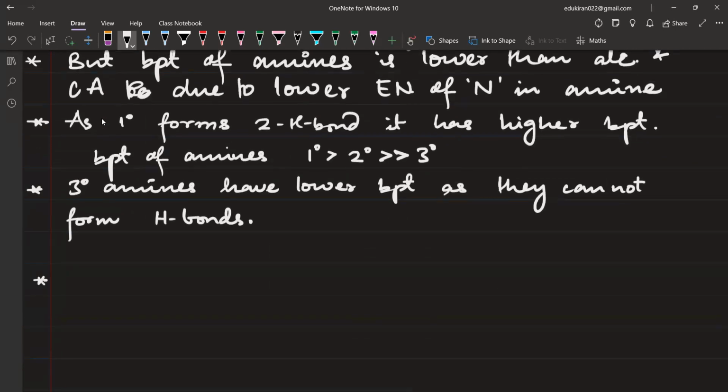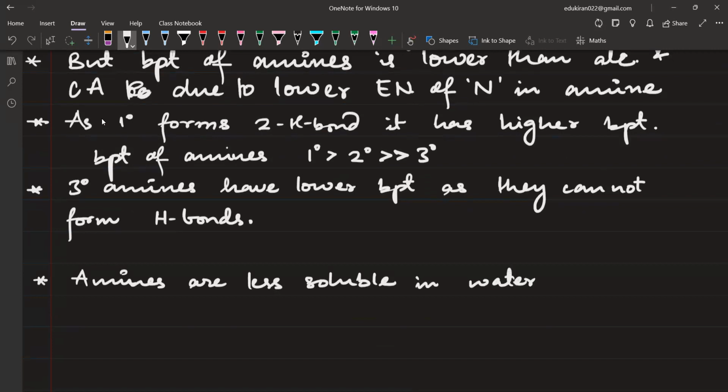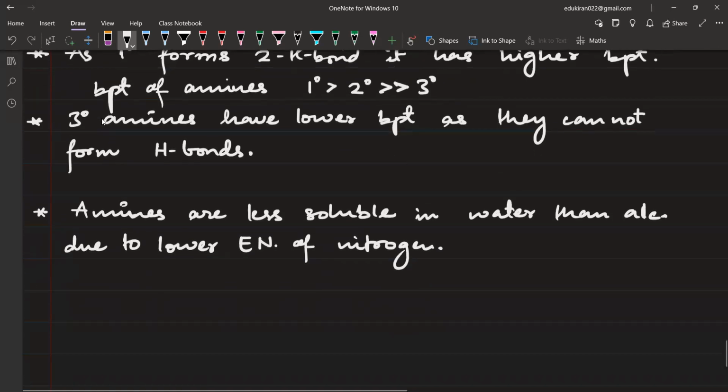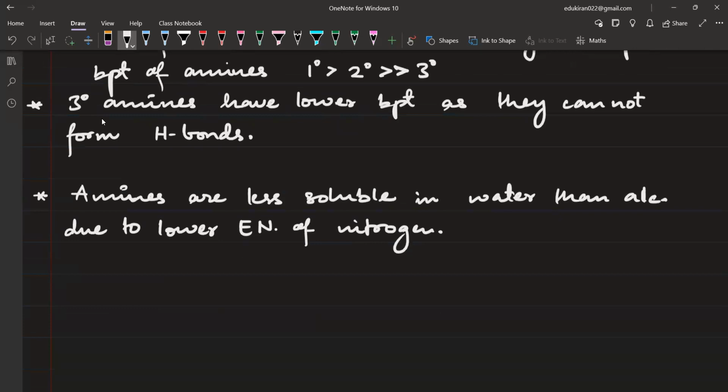Then regarding solubility, you will write amines are less soluble in water than alcohol due to lower electronegativity of nitrogen. Why? The intensity of hydrogen bond is lower in amines because of lower electronegativity of nitrogen.